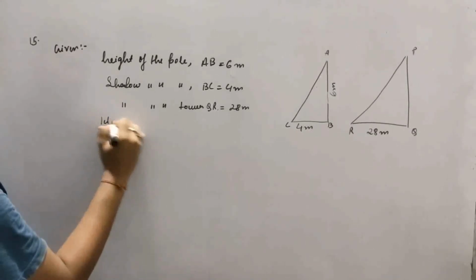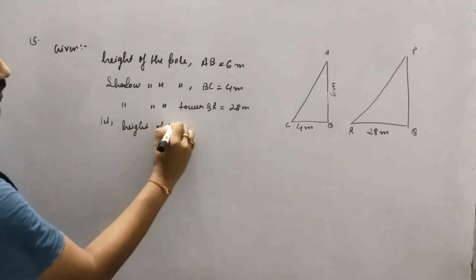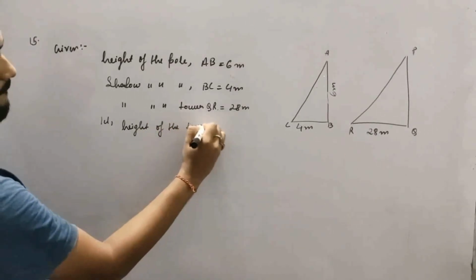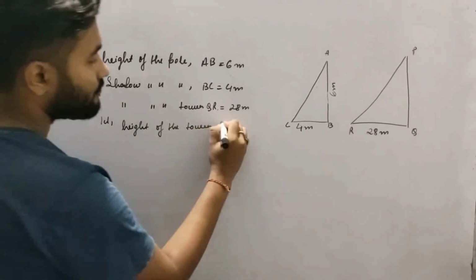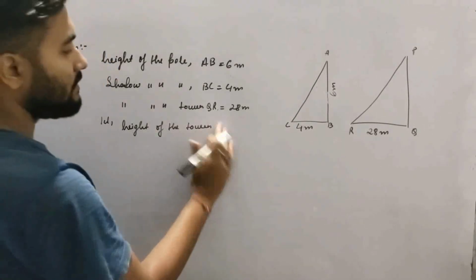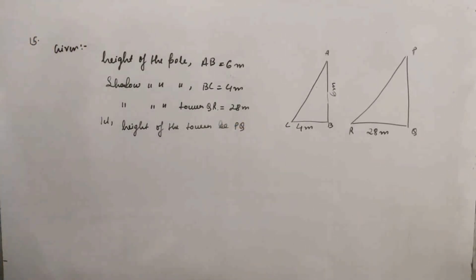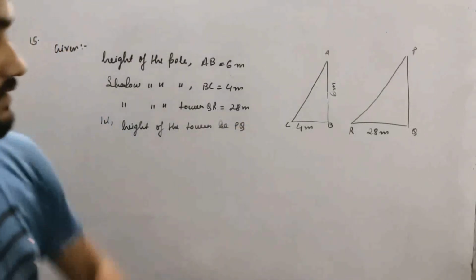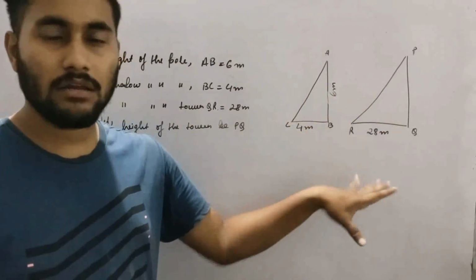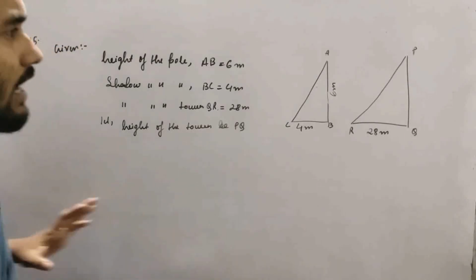And the height of the tower is what? PQ. Let the height of the tower be PQ. That we have to find, okay? So very simple. To find this, simply show these two triangles similar. We will get a ratio of the sides. Cross multiply the values. We will get the height PQ.